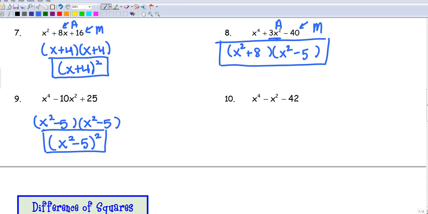Okay, one more like this. Again, you need an x squared and an x squared. You're multiplying to negative 42 and you're adding to negative 1. So that would be negative 7 and positive 6.